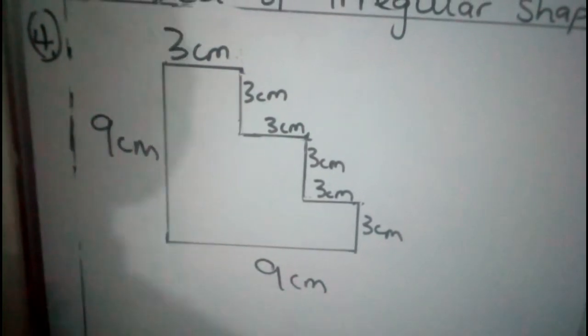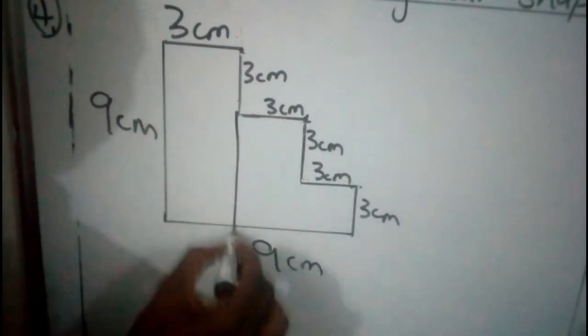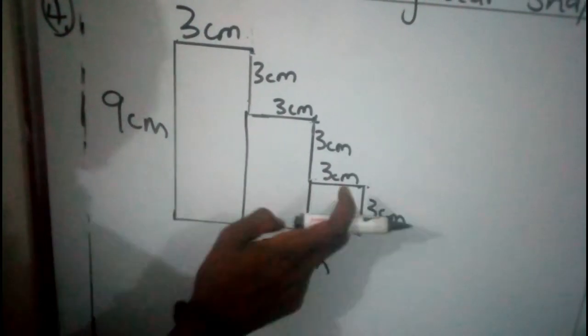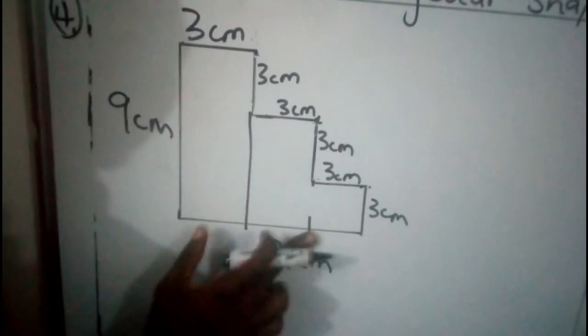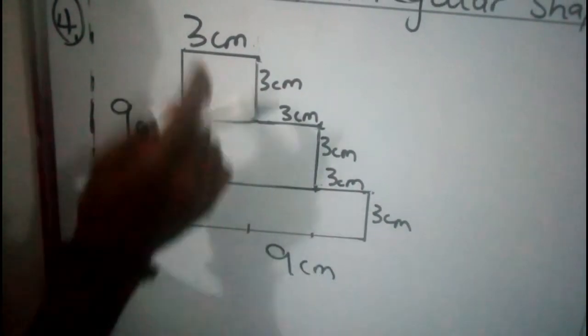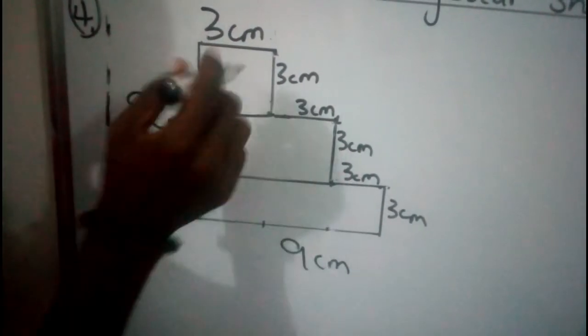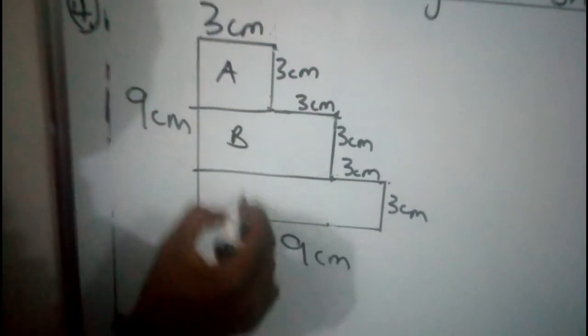Okay? So the next thing now is to detach. There are several ways to detach. I can detach like this, and I will have 1, 2, 3, A, B, C. I can as well detach this way. I can cut it, divide it this way. I will have A, B, C. Isn't it? So I would like to go with this one. So I have A, I have B, and I have C.